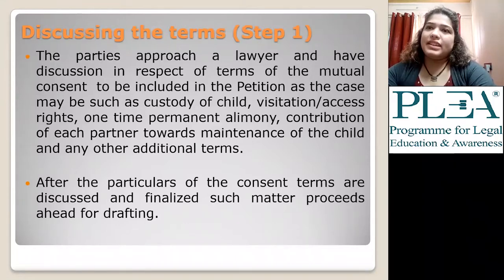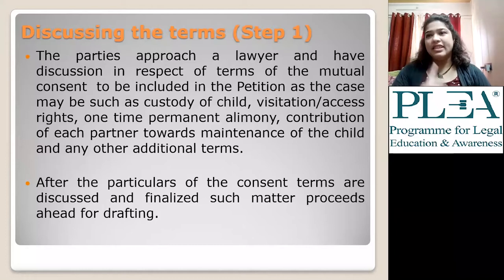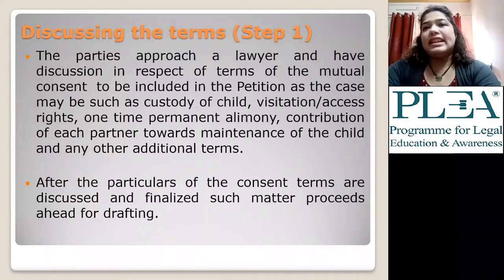Then, third aspect. There are many other aspects also, which I'll be covering later, but these are the two aspects. One is, if there are children in a marriage, then custody of the child. The other is alimony, which in any case comes into place. After all these particulars are finalized, the matter proceeds ahead for drafting.